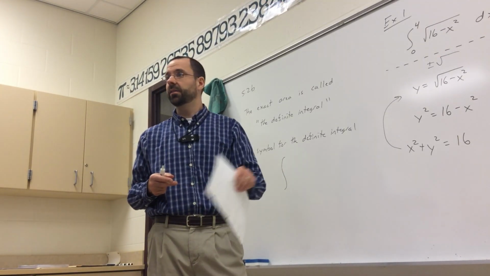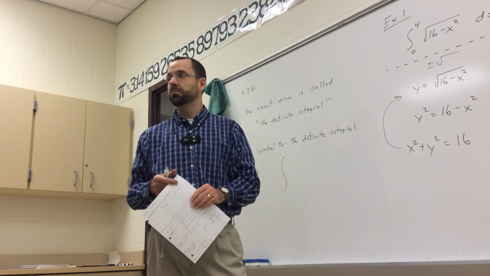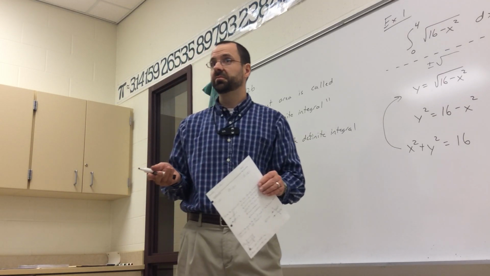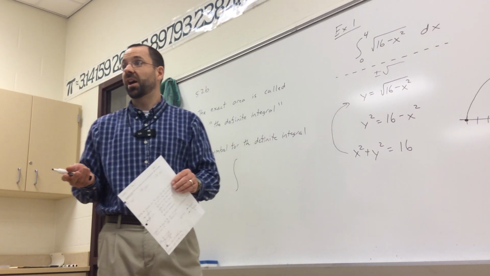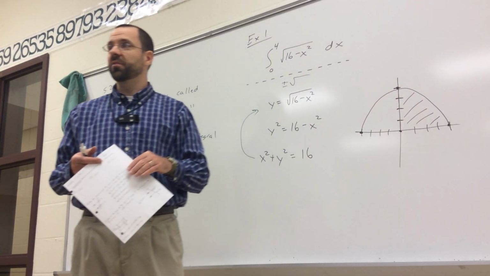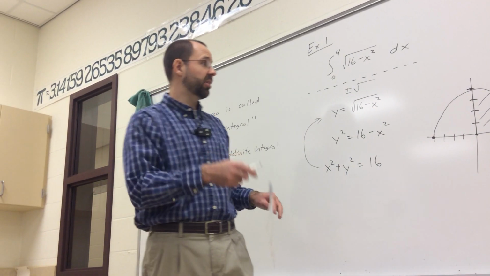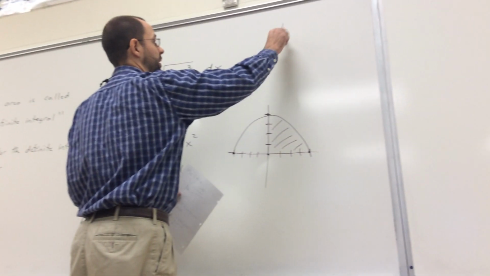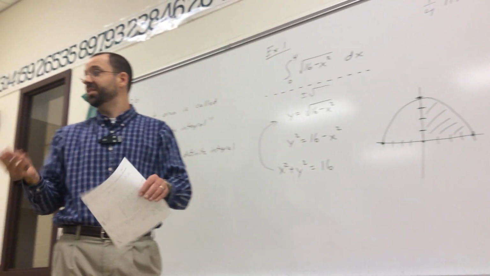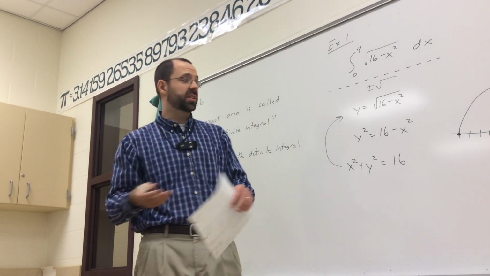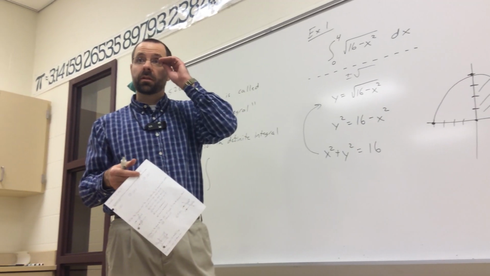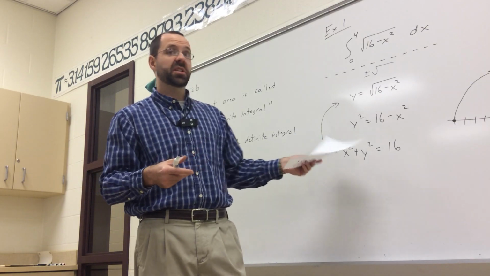So how am I going to find that area? Well, how do you find the area of a circle? Pi times radius squared, right? And how much of a circle is this? 1/4 of a circle, right? So in order to figure out that area, I'm just going to take 1/4 times pi r squared. If it was an entire circle, it would be pi r squared. But since I'm just doing that fourth of it, it's 1/4 pi r squared. Okay, then the radius of this particular circle is 4.